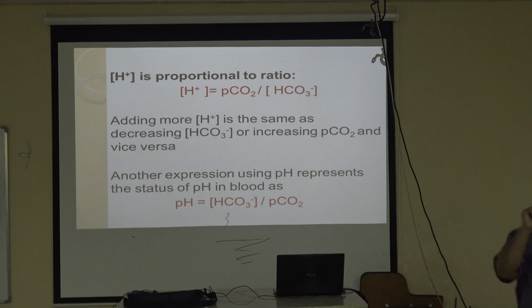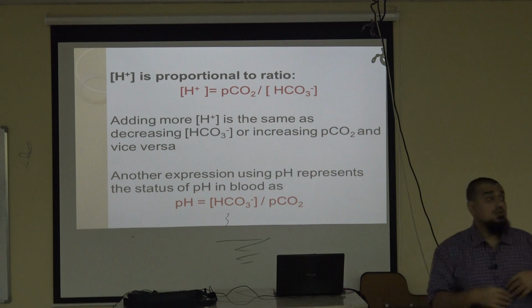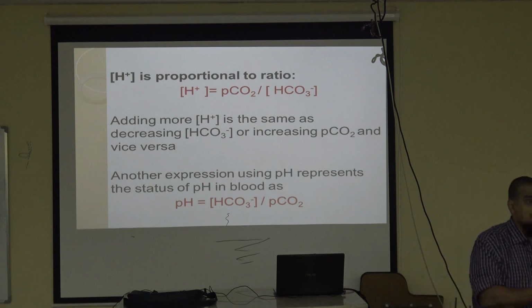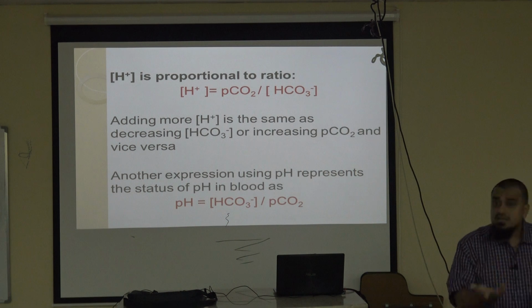Now this is in terms of concentration of hydrogen, and as I told you earlier, hydrogen and pH have an inverse relationship. Now these two compounds, how are they related to pH? Because we don't measure the hydrogen ion concentration in the blood, we measure the pH of the blood.